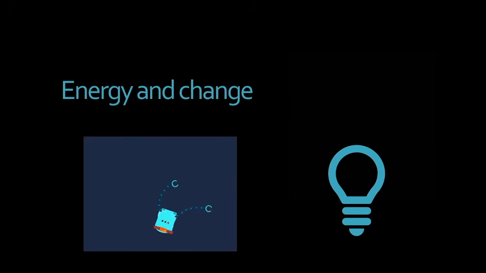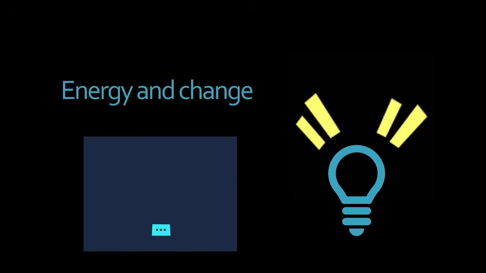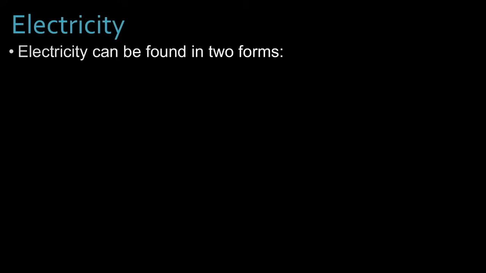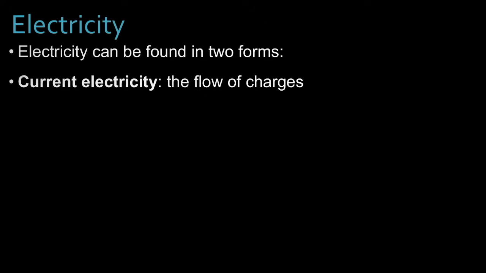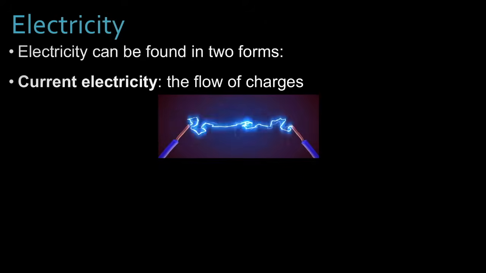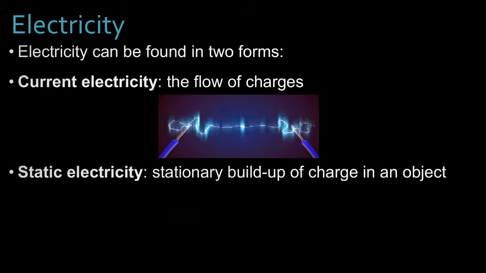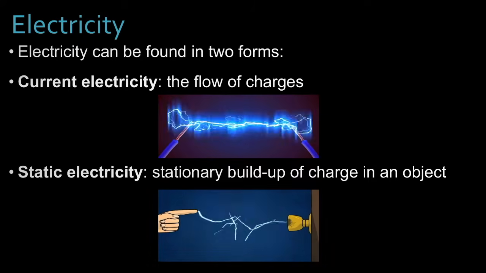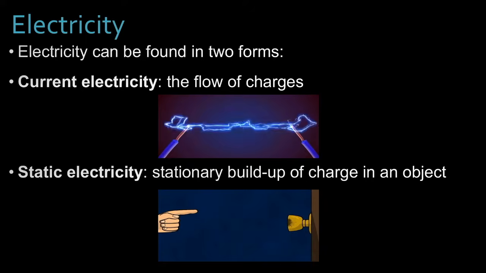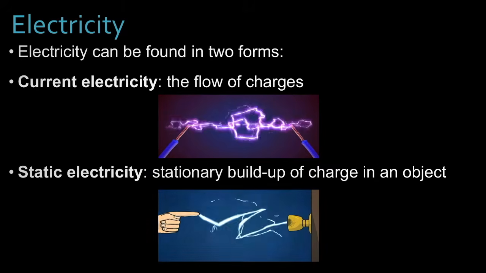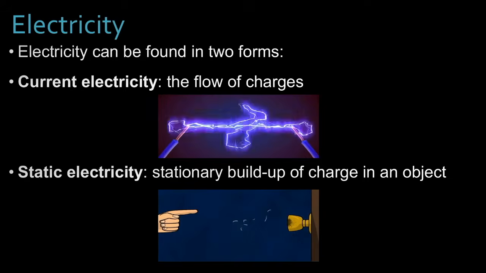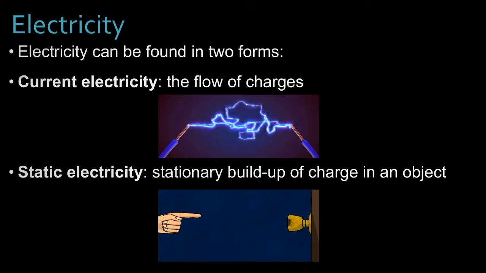We are going to be looking at what static electricity is, what the different forms of electricity are, and how static electricity is created. Electricity can be found in two forms. The first form is current electricity, which shows the flow of charges, and static electricity, which is the stationary build-up of a charge on an object. In static electricity, the current does not flow, whereas in current electricity, the current does flow.